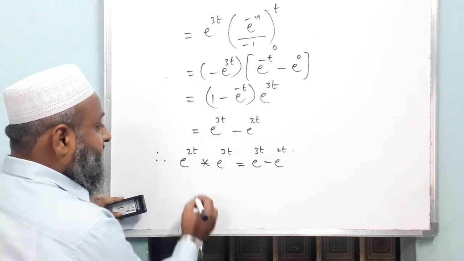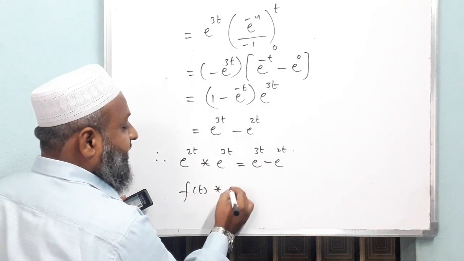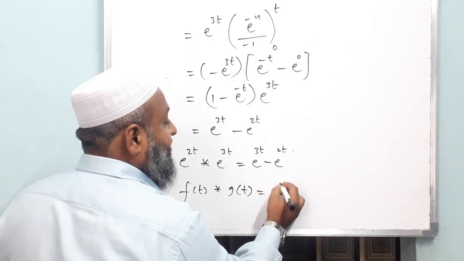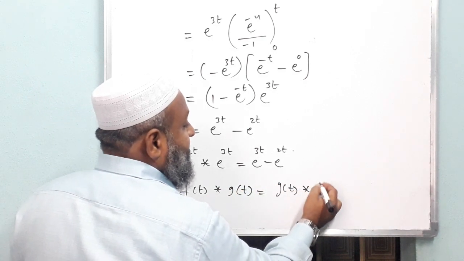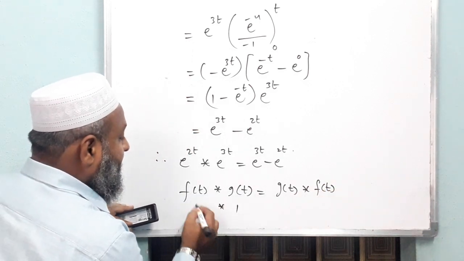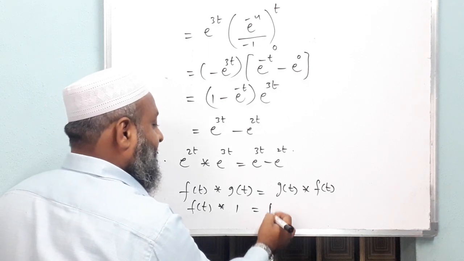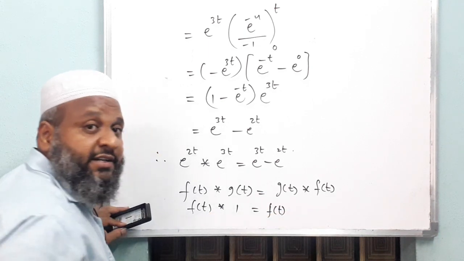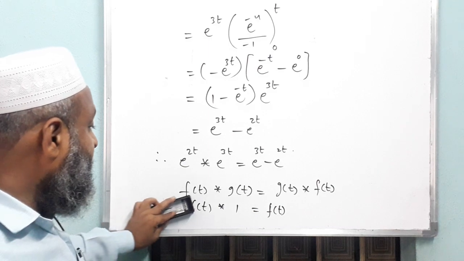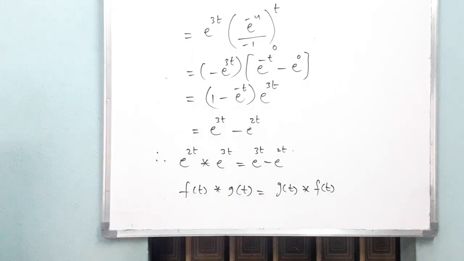But one thing is clear, if you work it out, you will come to know that f of t star g of t is the same as g of t star f of t. But don't keep in mind that f of t star 1 is f of t. It is not multiplication, it is convolution. You can see that this is not true. You can take the screenshot for this.